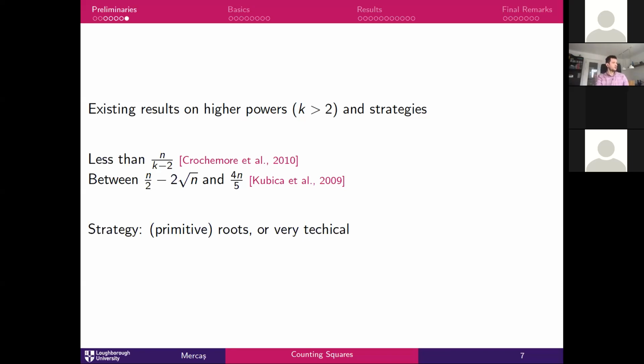Good. That's about it with my preliminaries. So if anyone has any questions about what I'm trying to count here, this would be a good time. If not, I will just continue. Yeah, I hope I'm not speaking too fast.